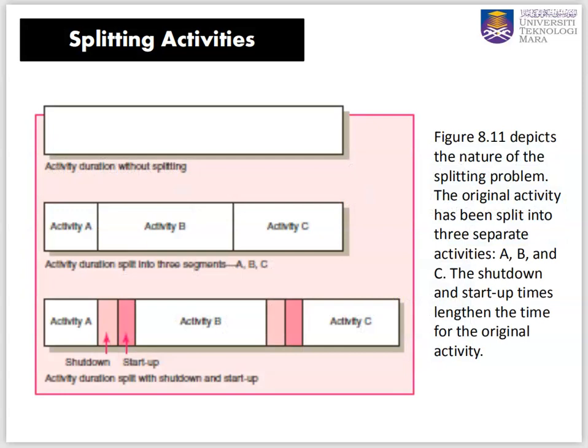This is how splitting activities look like. For example, we have a big activity here, so we split it into activity A, B, and C. Because we split the activity into different activities, we will have a shutdown duration and a startup duration for each of the splits. So this shutdown and startup will involve cost and will involve time.